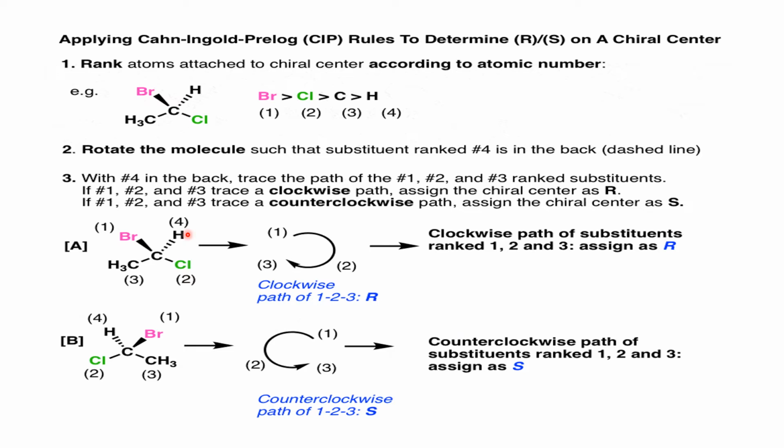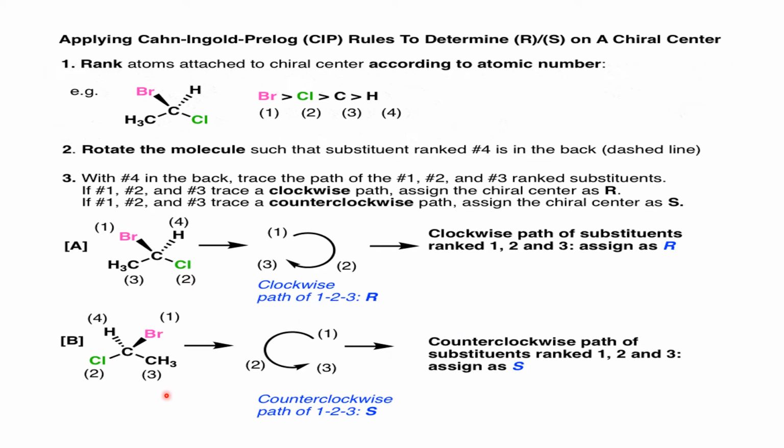Now see how our eyes are moving. Our eyes are moving from first priority, that is bromine, to the second priority, that is chlorine, to the third priority, that is the carbon. So our eyes move in a clockwise direction. Hence, this molecule is labeled as rectus or R isomer. You got it?